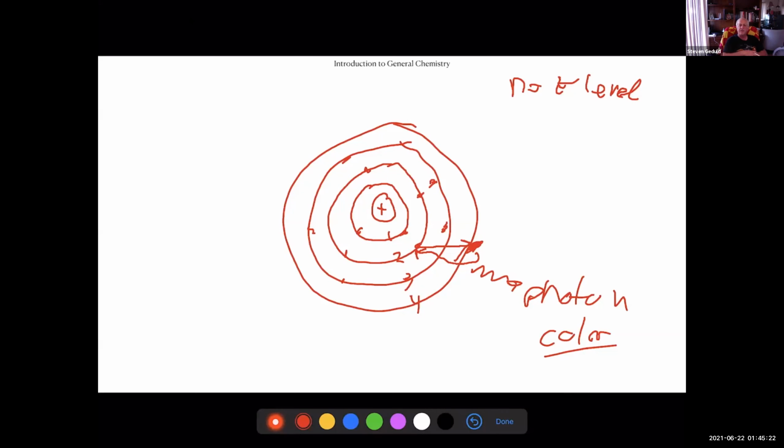Every element has a specific color. It's like a fingerprint. If you burn sodium, it'll give you a specific color. If you burn neon, it gives you a specific color. That's why neon lights glow a certain color. You control what color things are glowing by putting different elements in them and exciting them at different wavelengths for their energy. That's how you get different color neon lights.